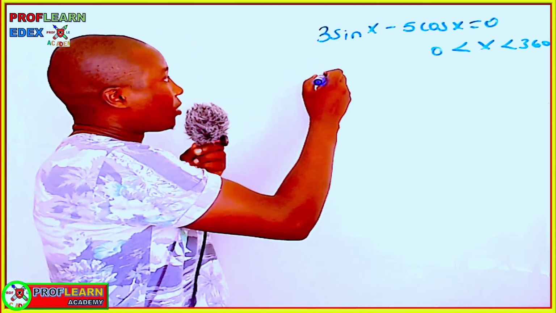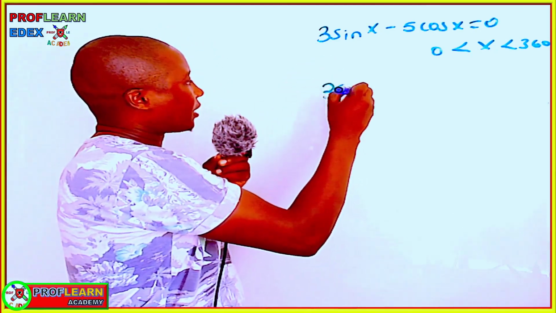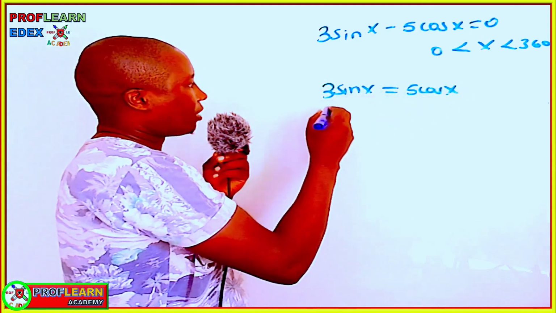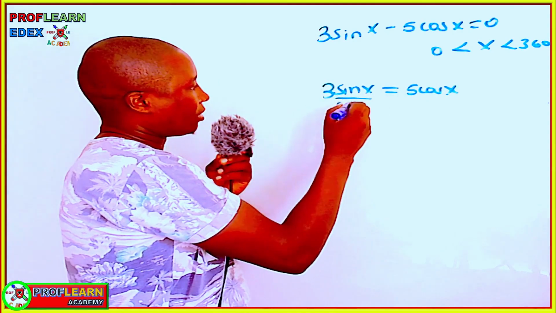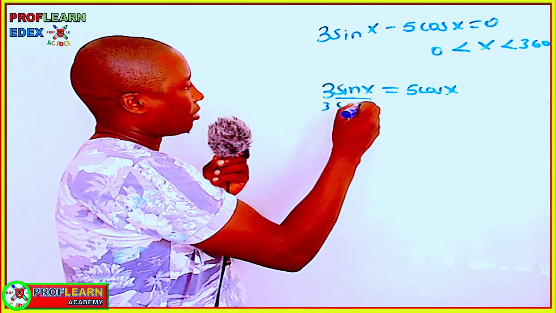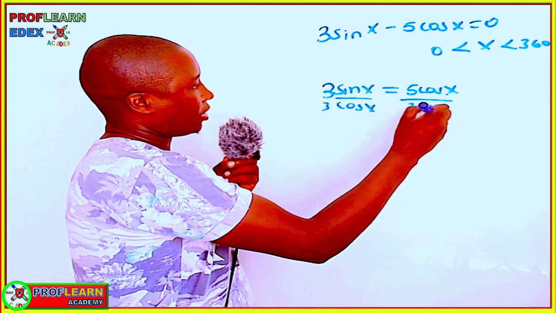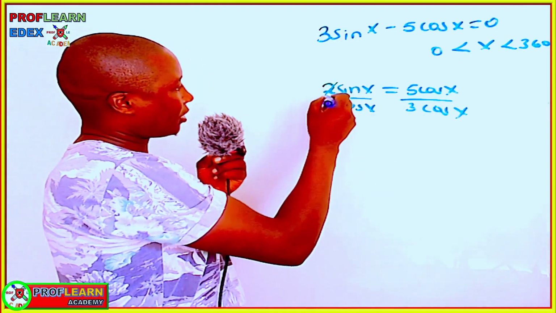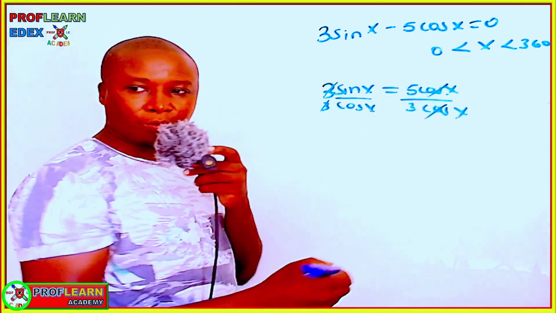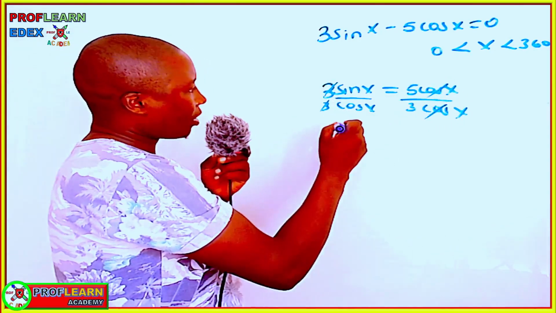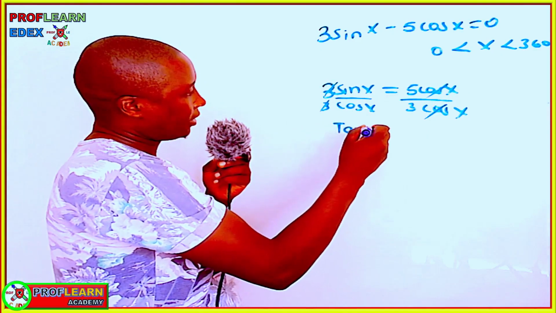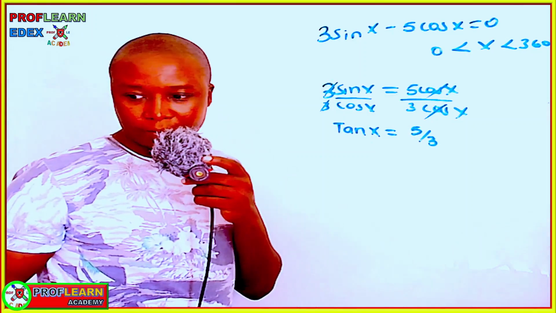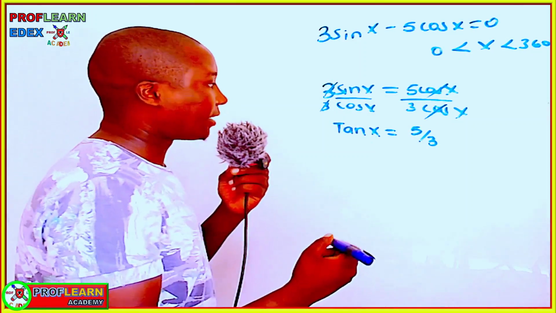So first, we are going to say 3 sine x is equal to 5 cos x, and at that given point, we are going to divide by 3 cos x over 3 cos x. The reason I'm doing this is to ensure that I can cancel 3 from here and cancel cosine from here. Then this reduces to tan x is equal to 5 over 3. Then we want where tan is positive.